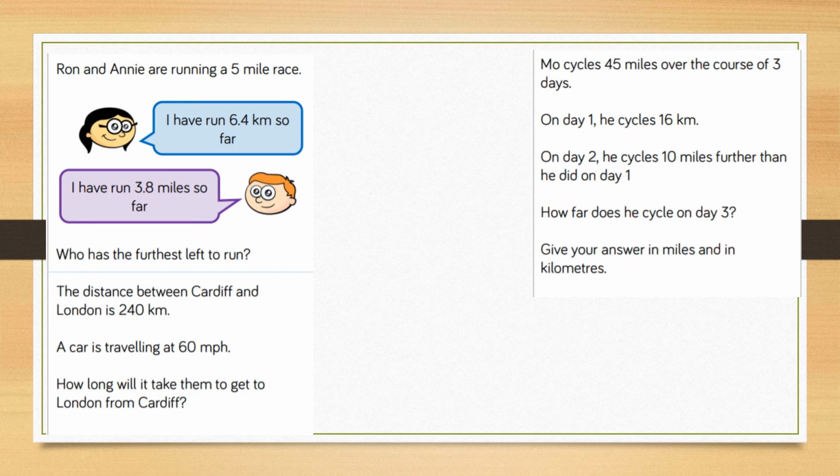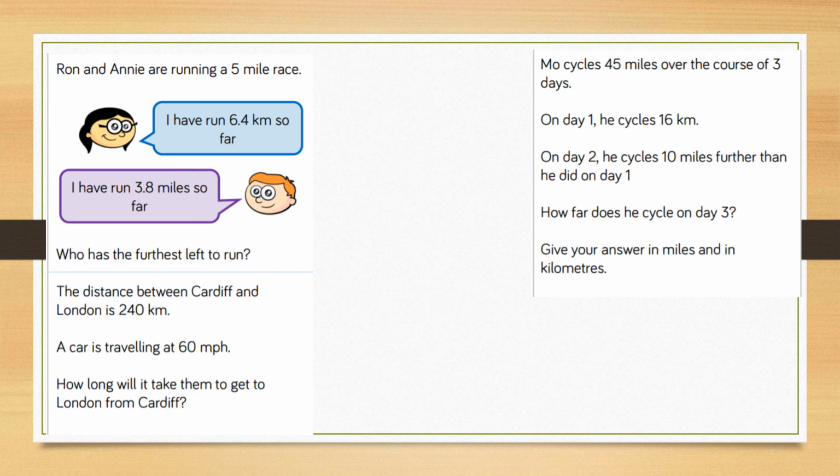The distance between Cardiff and London is 240 kilometres. A car is travelling at 60 miles per hour. How long will it take them to get from London to Cardiff? Okay, so how much can they cover? Because you know 5 miles covers 8 kilometres. Okay, so how many miles is 60 kilometres going to cover? Have a think. How do you get from 5 to 60? And how will you work that out?